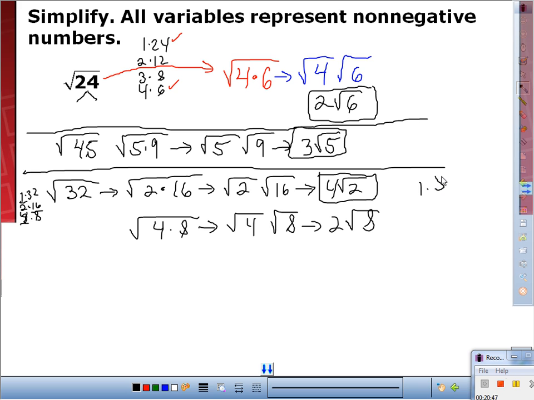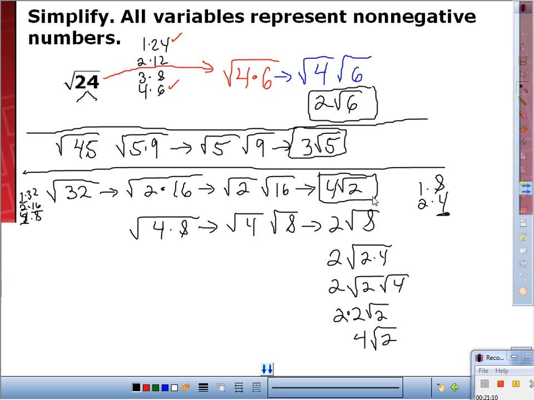Let's see. 1 times 8, 2 times 4. 4 is a perfect square. Yeah, so check this out. If you were to do this, you can actually go further. 2 times 4. This becomes 2, square root 2, square root 4. 2, what is square root of 4? 2, and then we bring down the square root of 2. What is 2 times 2? 4 square root of 2. Don't we end up with the same thing? Yeah, but it's more work.